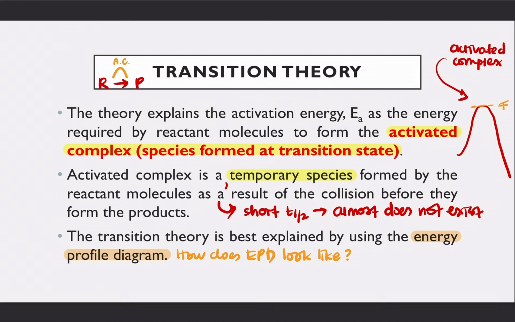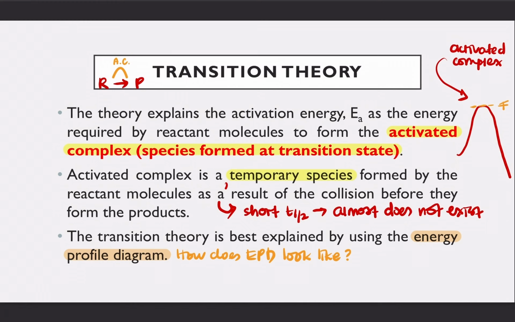So we're going to talk about the activated complex. What is an activated complex? It is a temporary species formed by the reactant molecules. They form the activated complex as a result of the collision before they form the products. So why is this activated complex a temporary species? Because it has a short half-life.